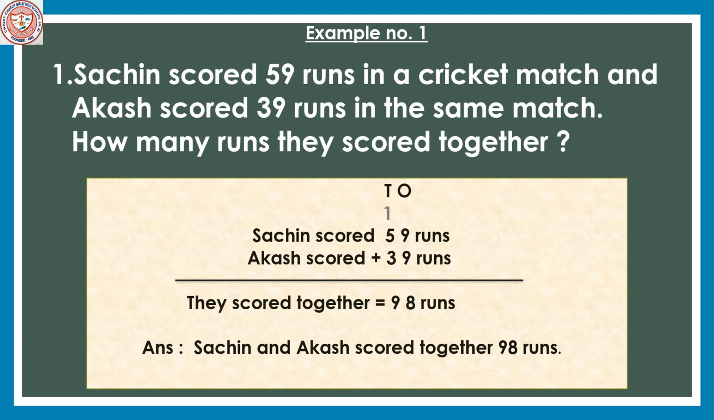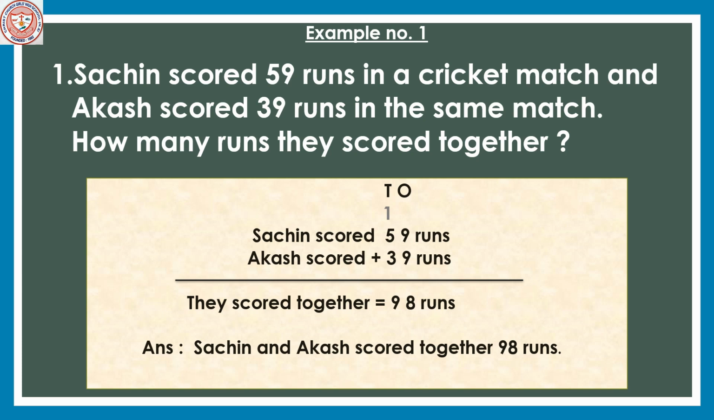Now, we will write the second statement, and that is Akash scored 39 runs. Again, we will write the number 39 according to its place value. Now, before writing the third statement, you have to write the addition sign. You have to write the addition sign before the second number. And which is the second number? Yes, 39. So, before 39, you have to give the addition sign. Now, before adding, write the third statement, and that is, they scored together.